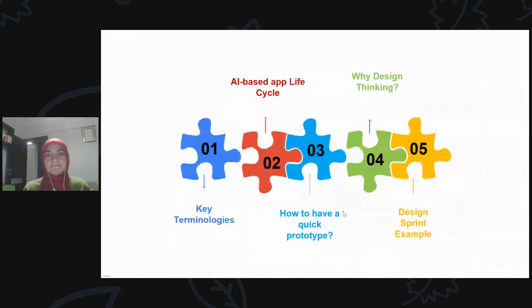Agenda today, I will talk about the key terminologies. What is AI application? What's AI? What's machine learning? I'm sure that you heard about this terminology in the previous days, but I will make it short as much as I can. We will talk about design thinking, AI application life cycle, how I can have a good prototype and how design thinking could help me to have something like this, and why we need design thinking to be honest. And I will give you an example of design thinking.